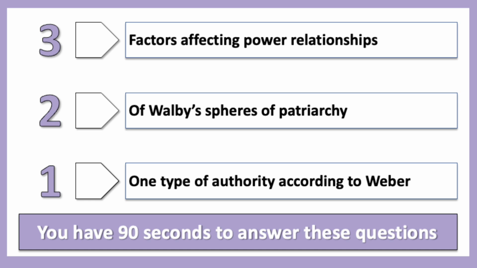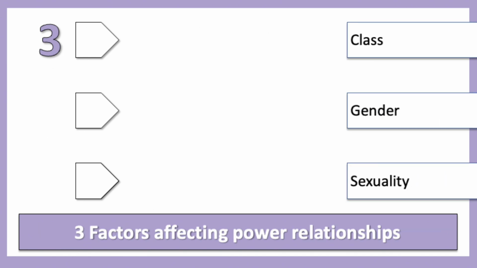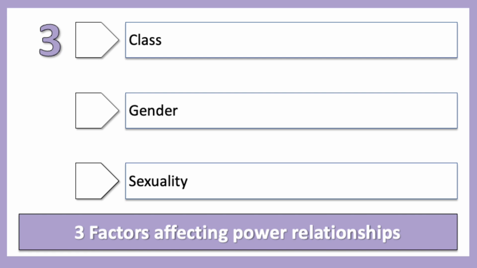Okay, let's see how we got on there. So we want 3 factors affecting power relationships. Class, gender and sexuality you could have there. You could also have age, you could have ethnicity as well.